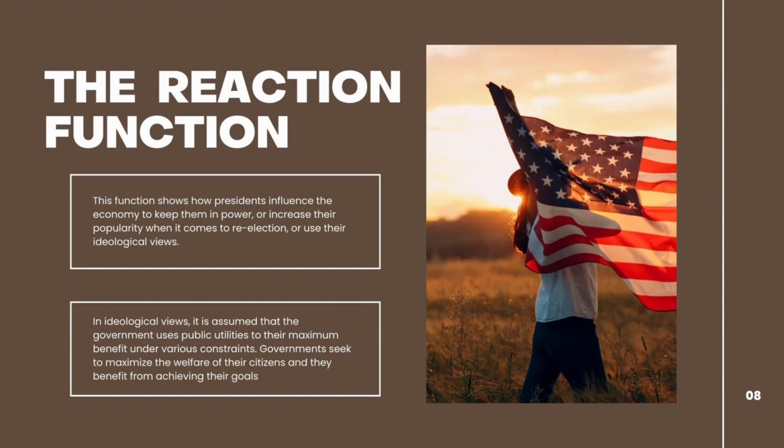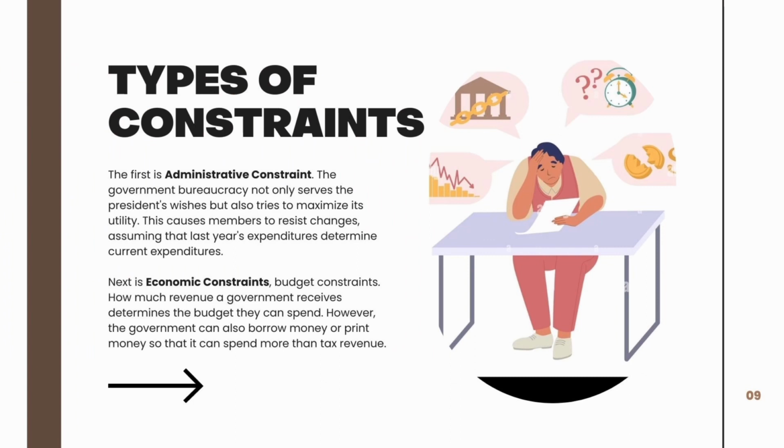Let's come to the next topic, which is the reaction function. This function shows how presidents influence the economy to keep them in power, or increase their popularity when it comes to re-election, or use their ideological view. In the ideological view, it is assumed that the government uses public utility to their maximum benefit under various constraints. Governments seek to maximize the welfare of their citizens, and they benefit by achieving their goal, which can be called ideological in this context. Presidents are subject to three types of constraints on their behavior.